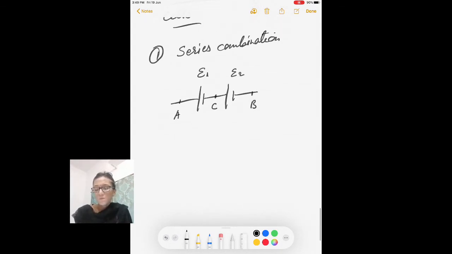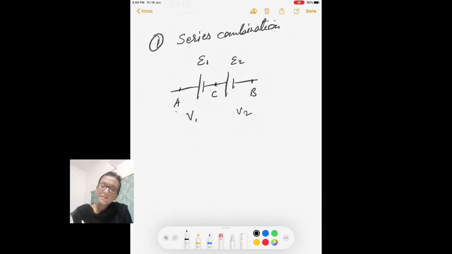Now the same current is flowing. If the potential difference between points A and C is V1, and the potential difference between points C and B is V2, then since in series combination the same current flows through the circuit, the current I is the same.